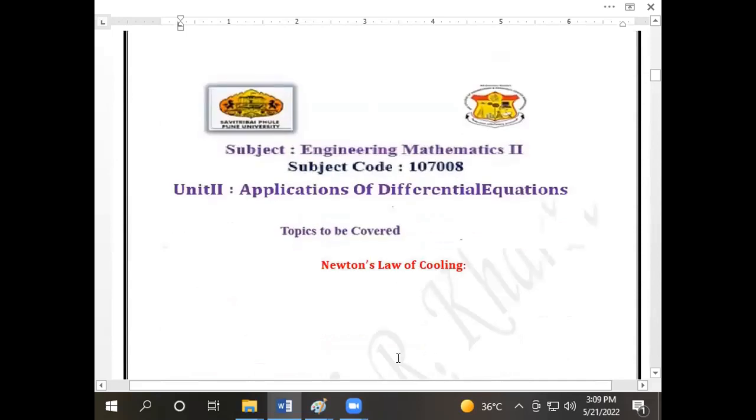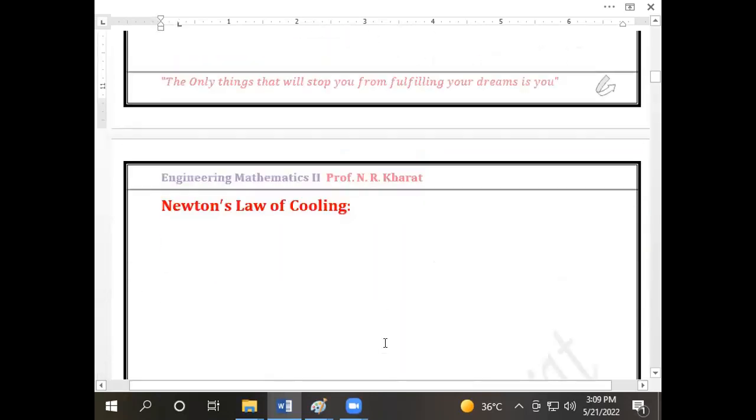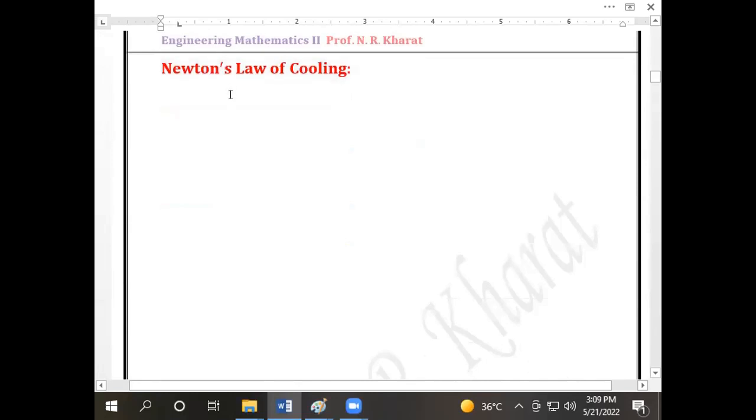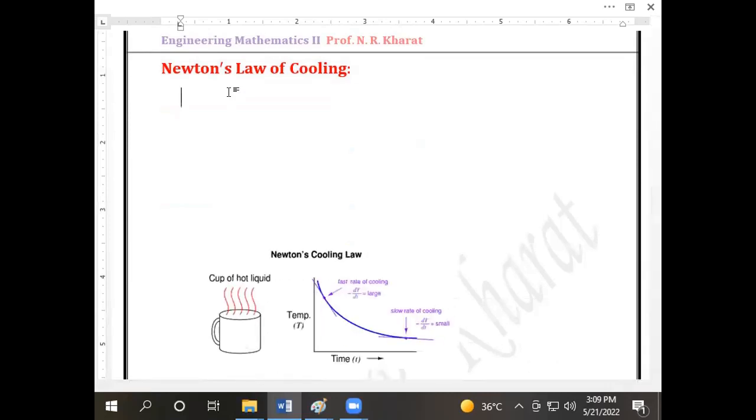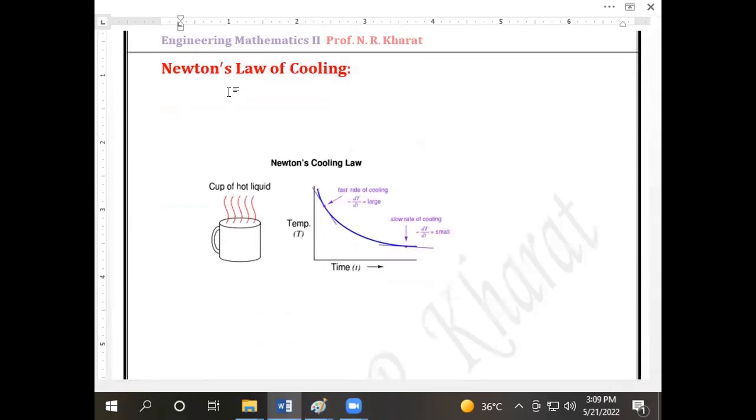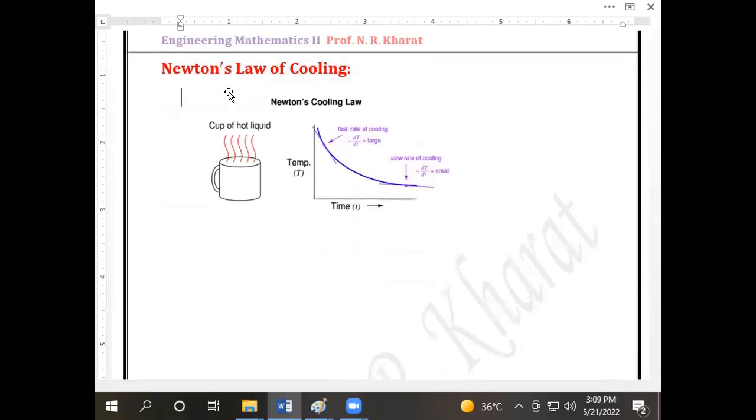Today we will start a new topic, Newton's law of cooling, the second application of differential equations. So let's start. Newton's law of cooling. We know that heat is transferred from a body at high temperature to low temperature.